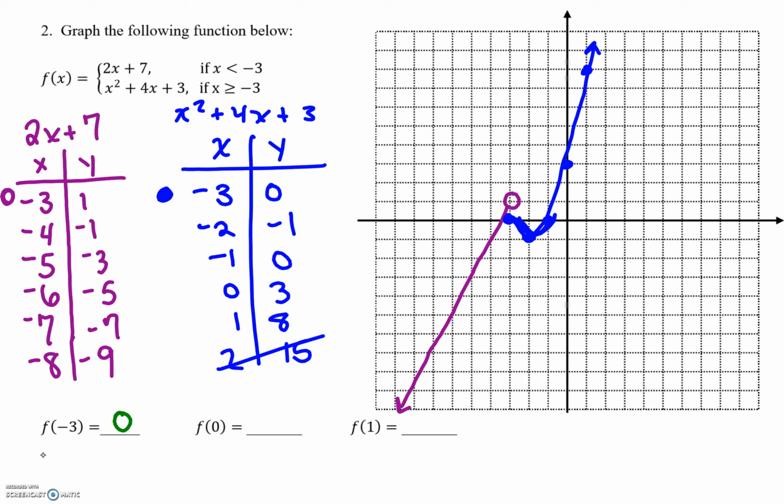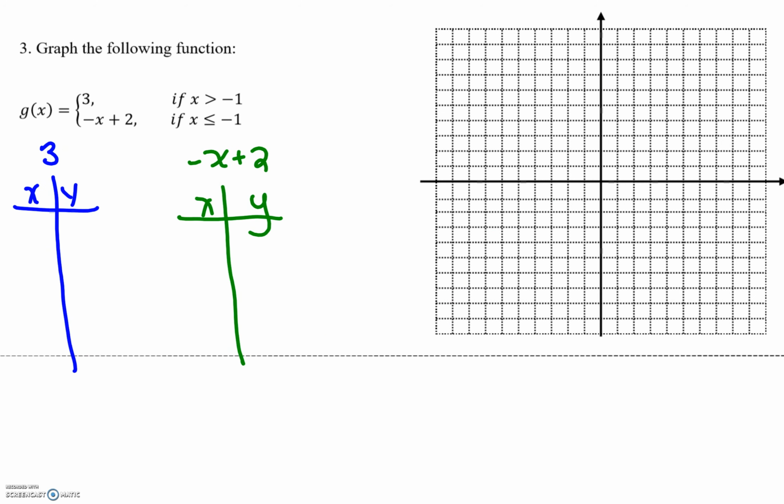When x equals 0, I'm scanning to x equals 0. I go up and down. I notice that my y value is 3. And when x is 1, I go to x equals 1, scan up and down, and I'll notice my y value is 8. And then for the last example, this is saying the equation y equals 3. And we're only graphing y equals 3 when our x values are greater than -1.